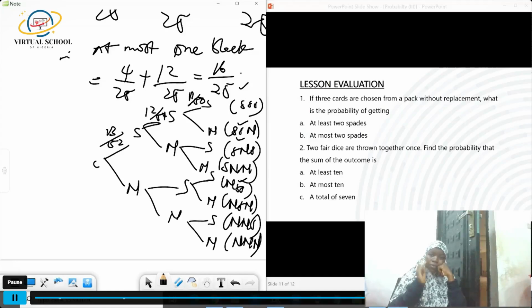Then they say at most 2 spades. You check out the same procedure, and remember we said without what? Replacement, meaning as you are going, the total will be reduced. You remove the card, you did not replace. So the total possible outcome will actually reduce. Now with this, we have come to the end of today's lesson.